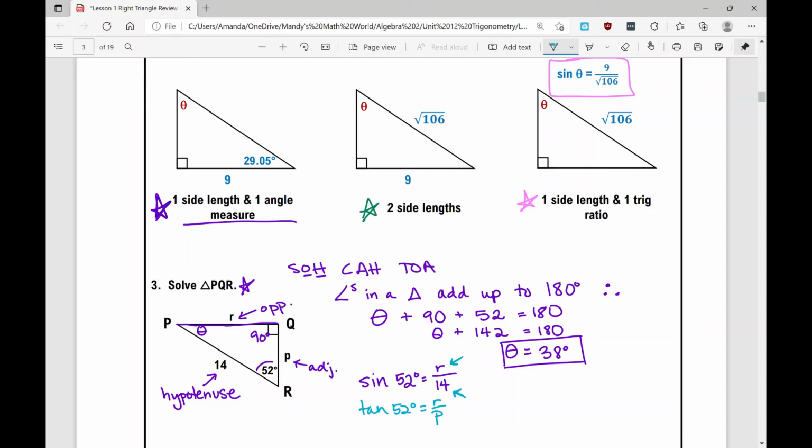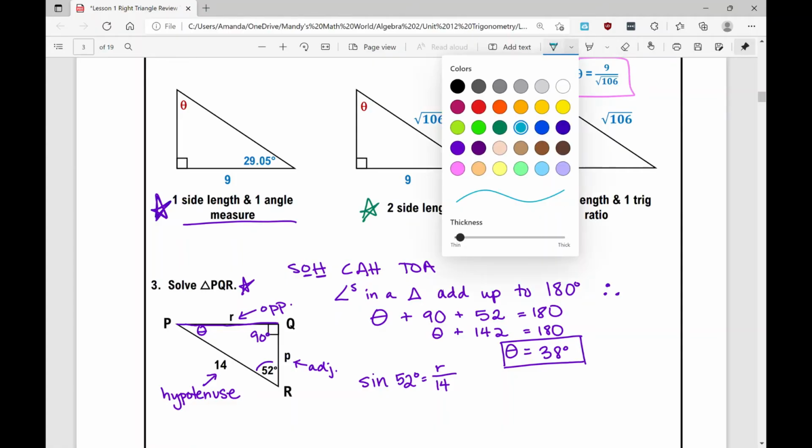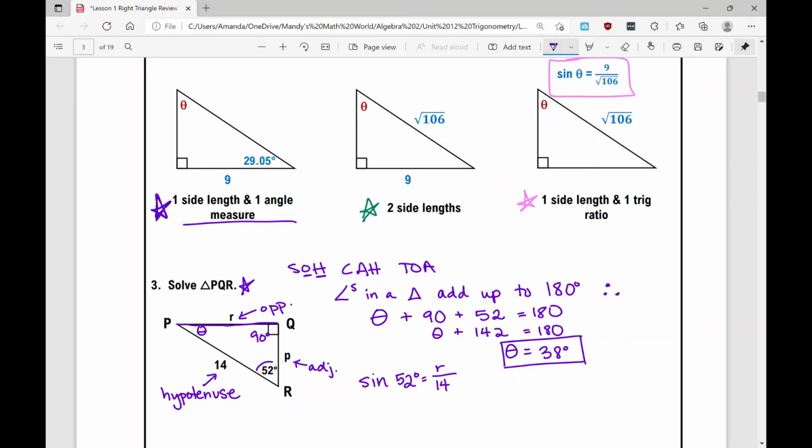I only need one. I can only solve for the missing variable if I have one variable. So make sure you're using your trig function that at least includes the length of one side that you're given, and then the other side is the one you're looking for.